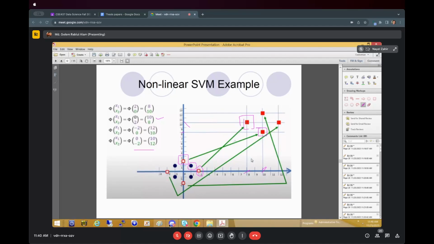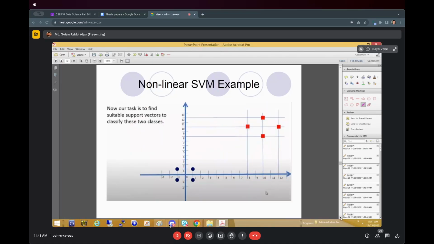Similarly, we can see the other 2 points also. So that means now the blue class vectors and red class vectors are linearly separable. And for the linear separation, what we can do is apply the method we have discussed already.